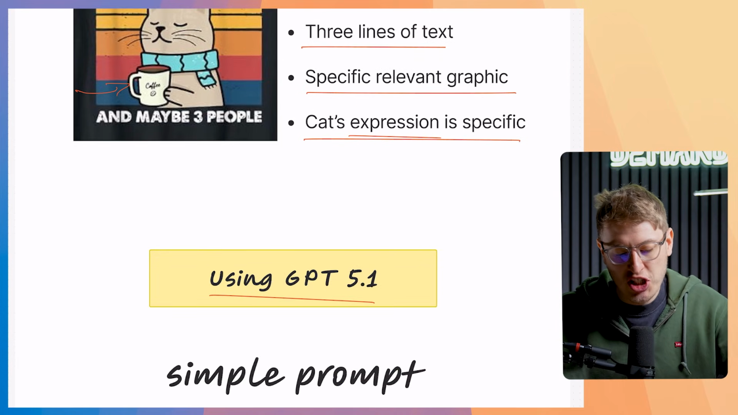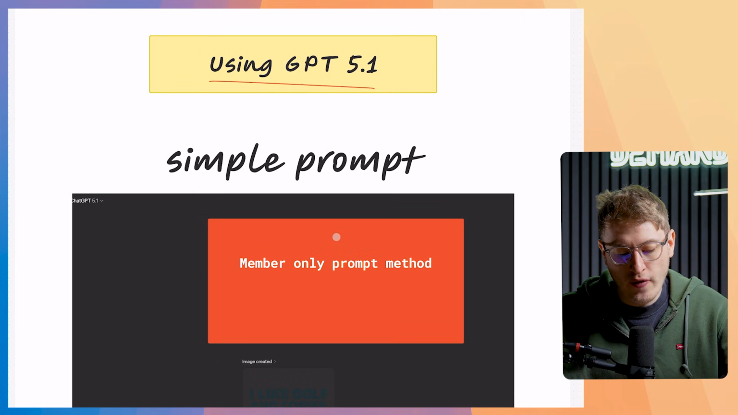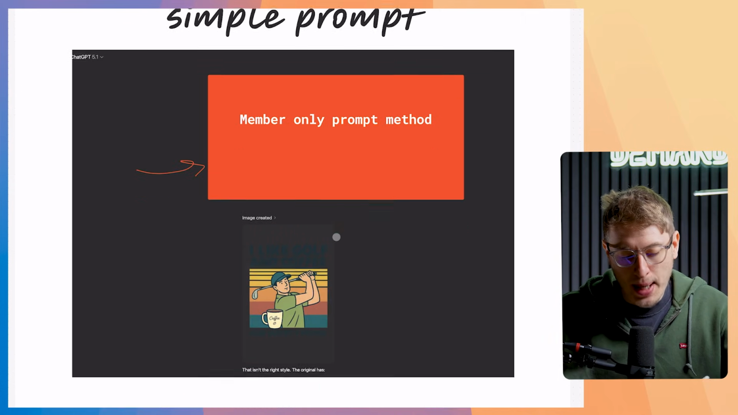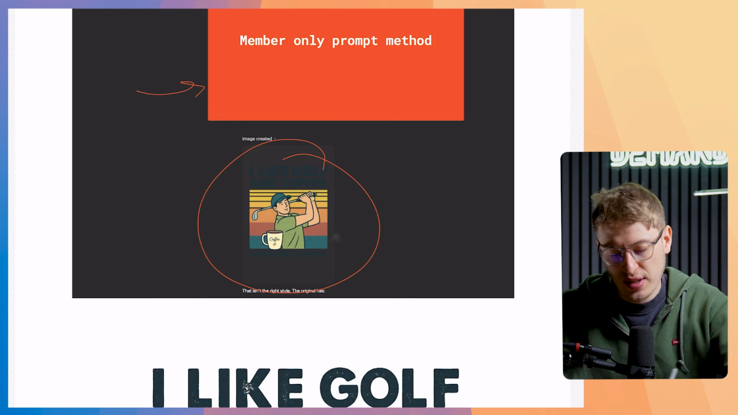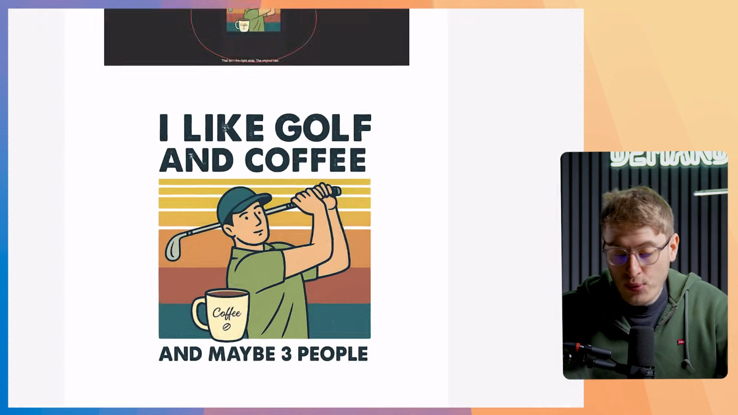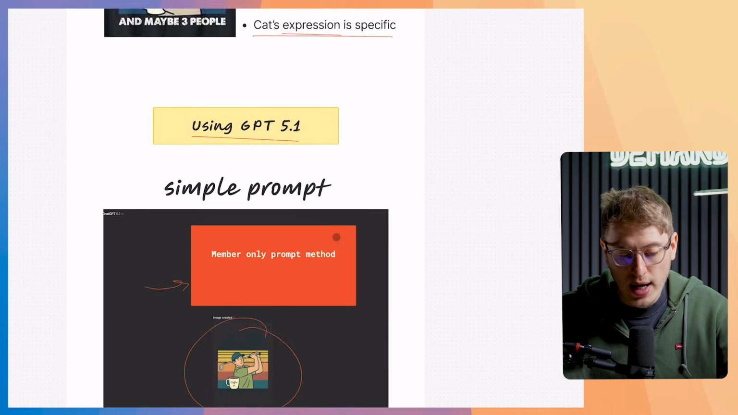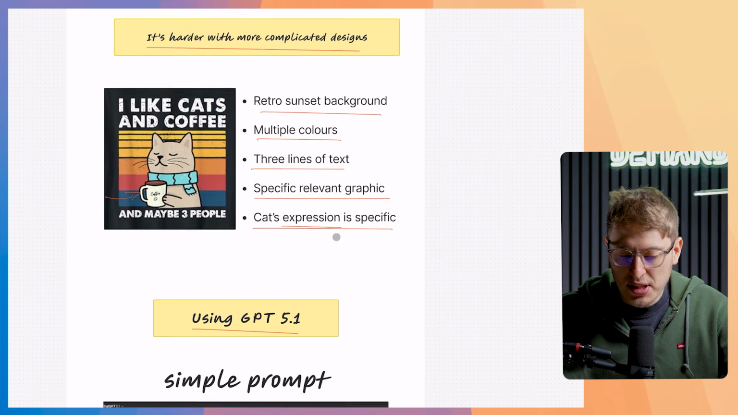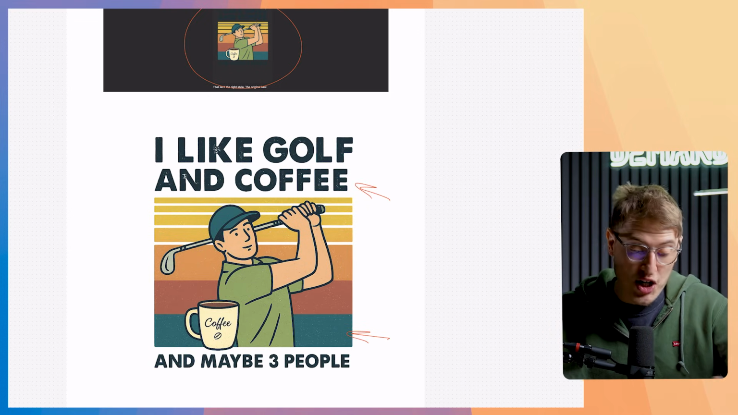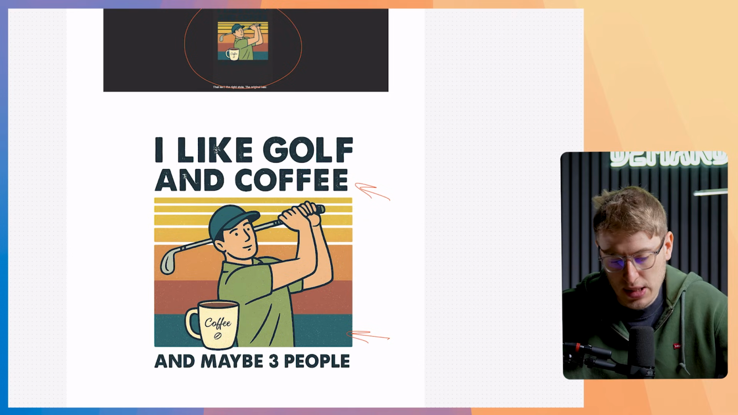So using ChatGPT 5.1, we have a very, very simple prompt. Again, this prompt is for community members. And with that prompt, we were able to create this design, right? I like golf and coffee and maybe 3 people. This is pretty darn good, right? If we have a look at the original, it's a very, very similar style graphic. I actually like that they've used this color for the text. It's close to this color. I'd actually make it exactly the same color, but that's besides the point.